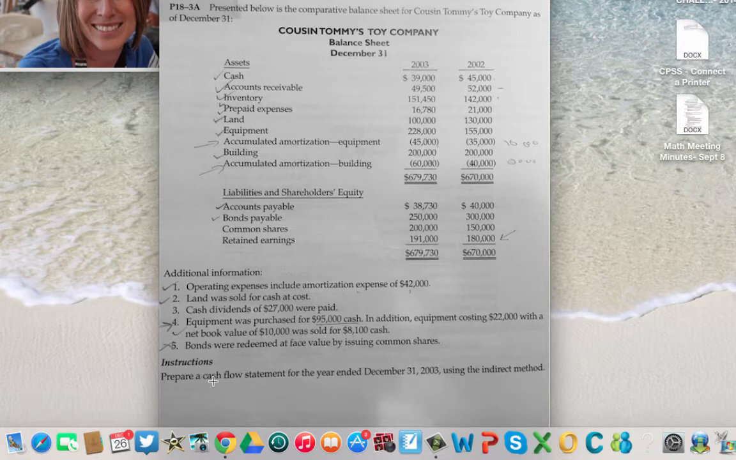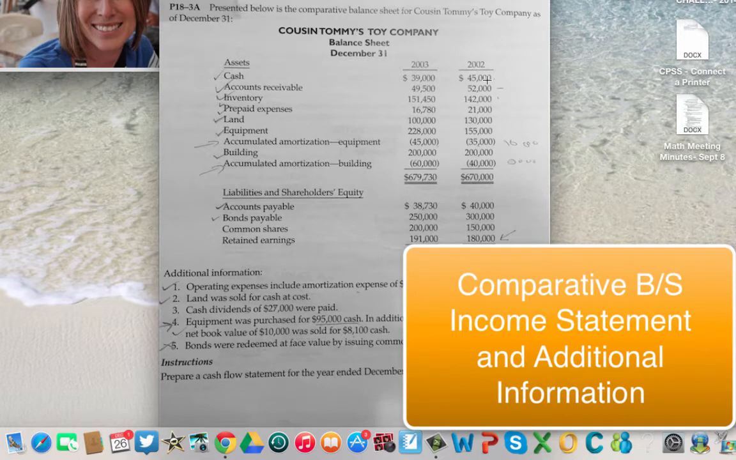The instructions say prepare a cash flow statement for the year ended December 31st, 2003 using the indirect method. The company is Cousin Tommy's Toy Company, and as you recall, you need three things to prepare a cash flow statement. You need a comparative balance sheet, so we have that here, from 2002 and 2003. 2002 will be the beginning of the year, and 2003 will be the end of the year. We don't actually have the income statement, but we have the information from the income statement that we need. And we have additional information. So those are the three things we need.